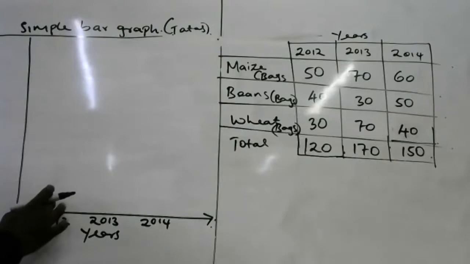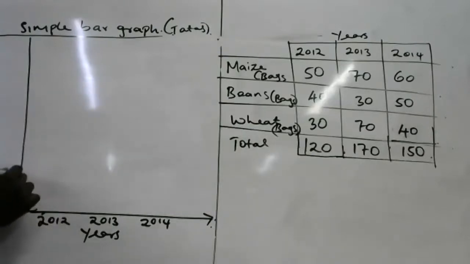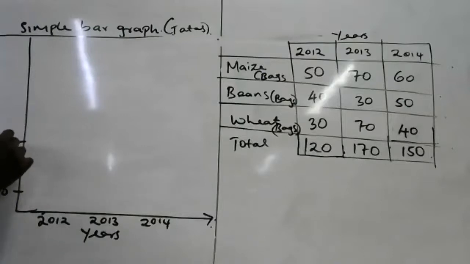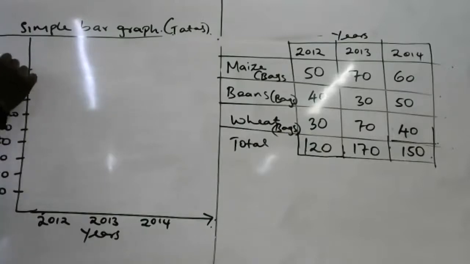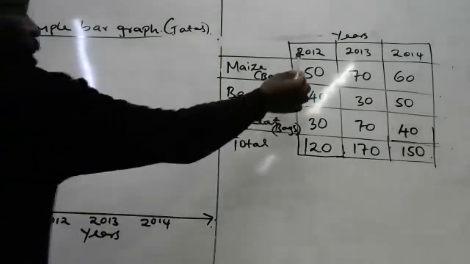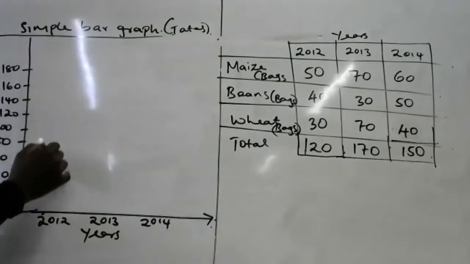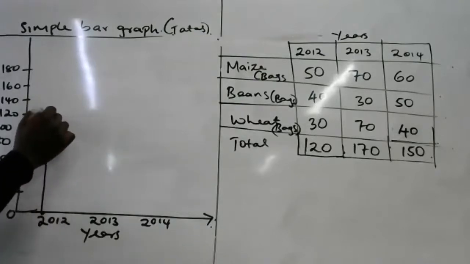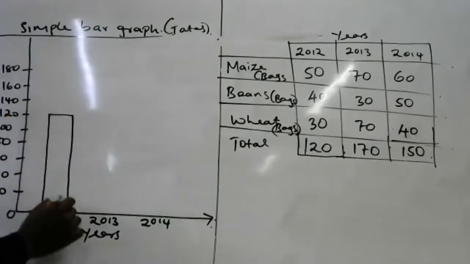So here we can now have the data. Maybe we can have 10, 20, 30, 40, 50, 60, 70, 80. Am I going to get all the way up to 170? Let me use 20s: 20, 40, 60, 80, 100, 120, 140, 160, 180. But remember you have your big graph paper whereby you can have a better scale than this. So for 2012, the total was 120, so it is going to have a height of 120. Where we have 120 here, we just make sure that our bar has that height.